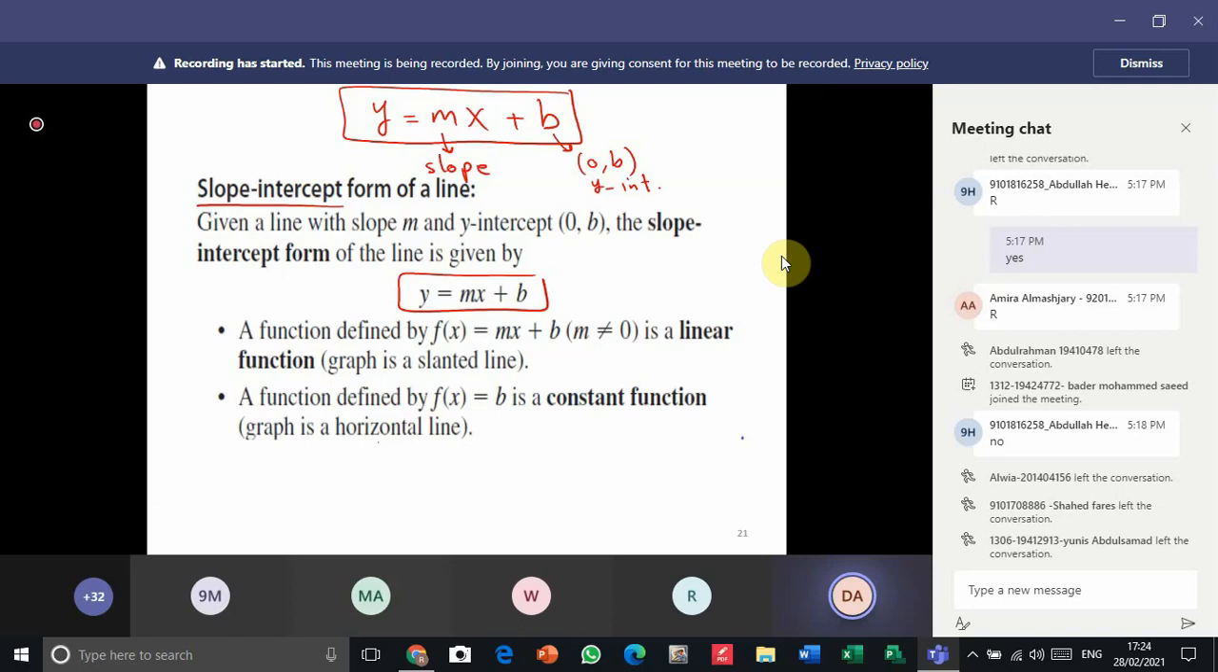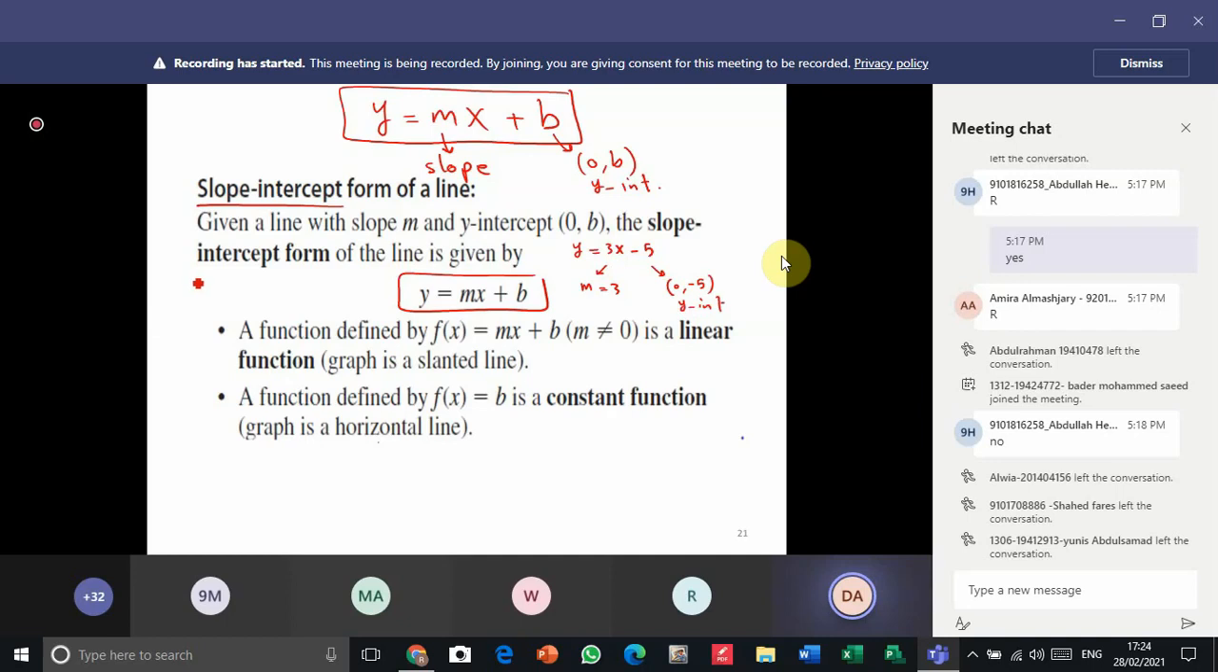Okay, so for example, if we have y equals 3x minus 5, the slope equals 3. We can obtain the y-intercept: (0, negative 5). This is the y-intercept.